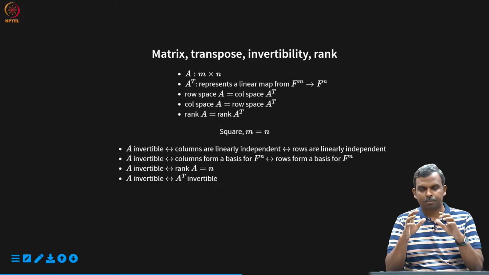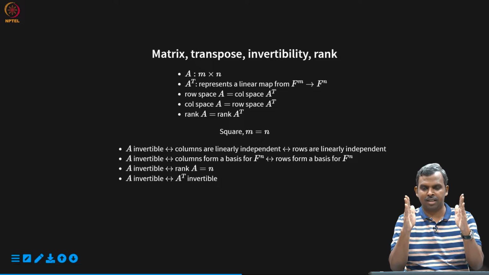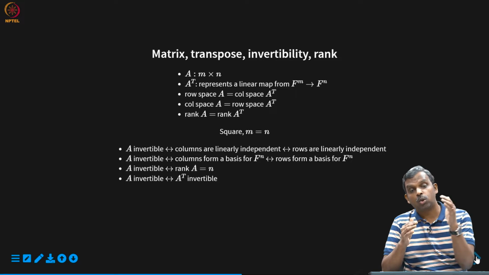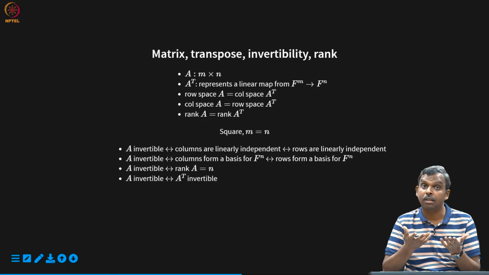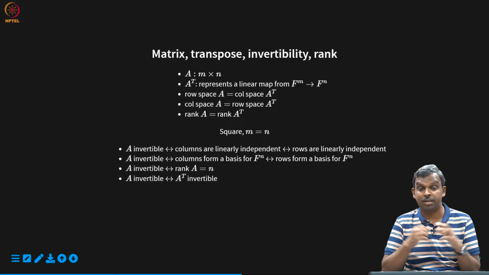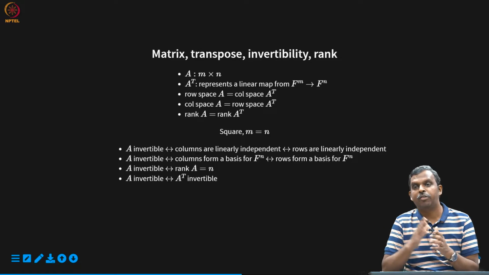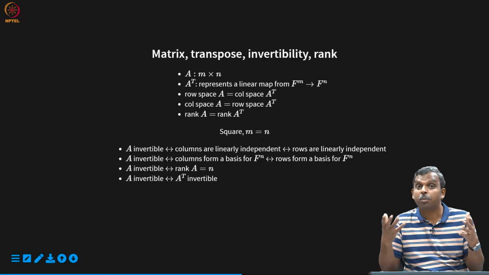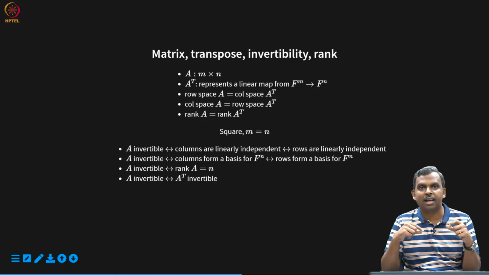So think of this result. Supposing somebody asks you to construct a square matrix where the columns have to be linearly independent, but the rows have to be linearly dependent. Can you do that? Is that possible? It's not possible, right? You know that's not possible because the rank has to be the same.